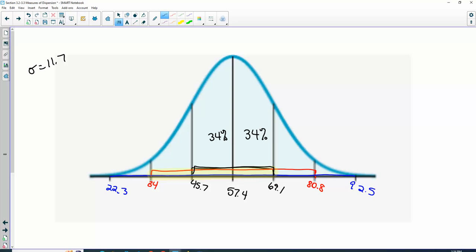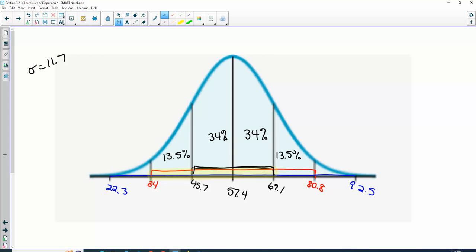How much is in the second standard deviation? 95. So, okay, 95 minus the 68 that we already have. So that tells us each of these would be 13.5. And these percentages are always the same.